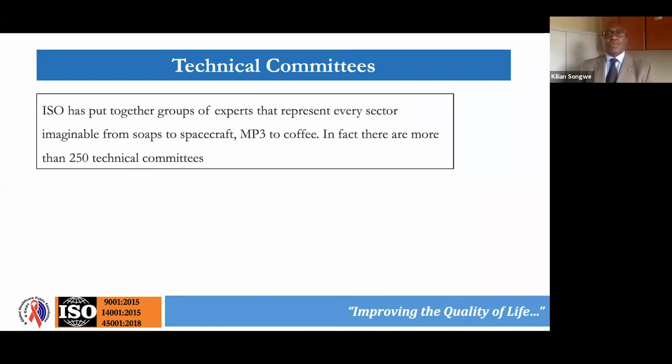So there is also what is known as the technical committees, experts that represent every sector imaginable. And we're going to look at the different number of technical committees. There is a good number of them. And we're talking from things like soap all the way to spacecraft, or from the MP3 player to coffee, which is one of my favorites. That's why actually I've been noted. In fact, there are more than 250 technical committees, and I'm going to share with you some of them and how they're actually formatted to do the work that they do.